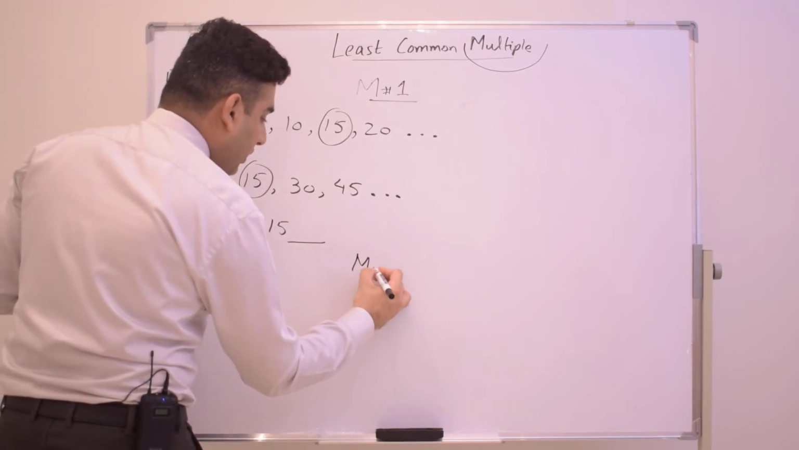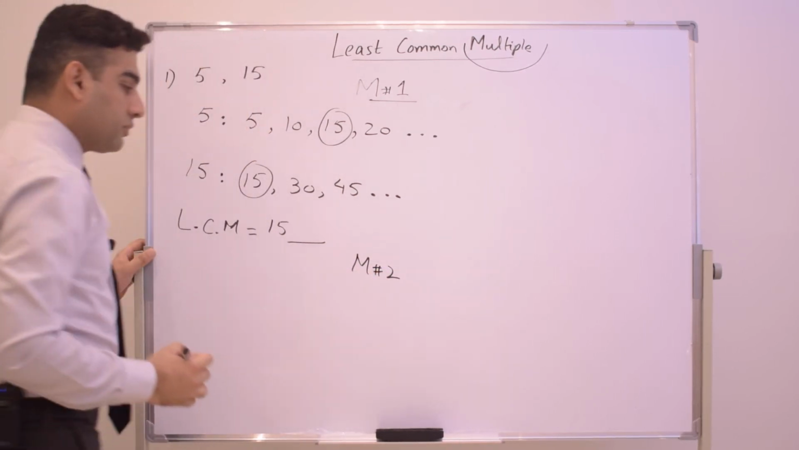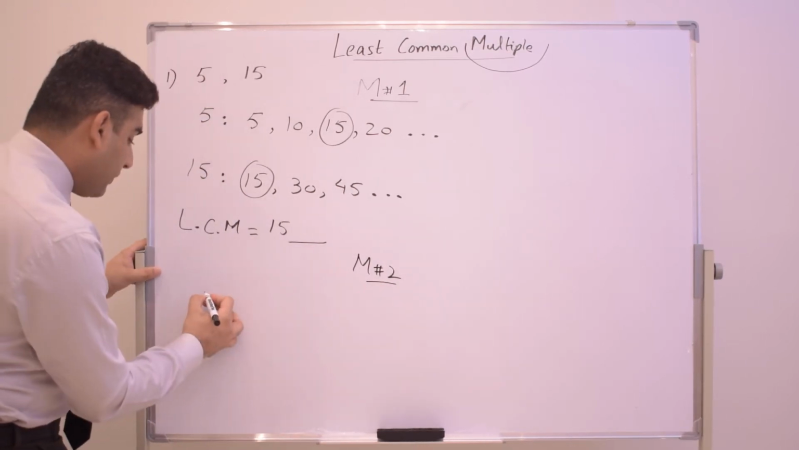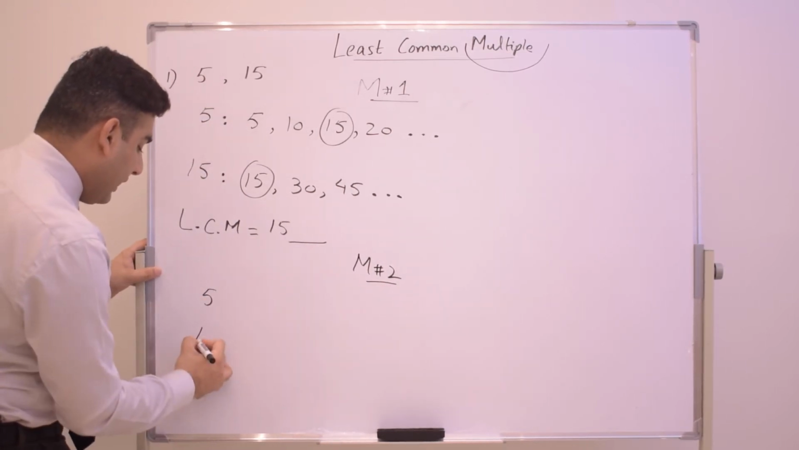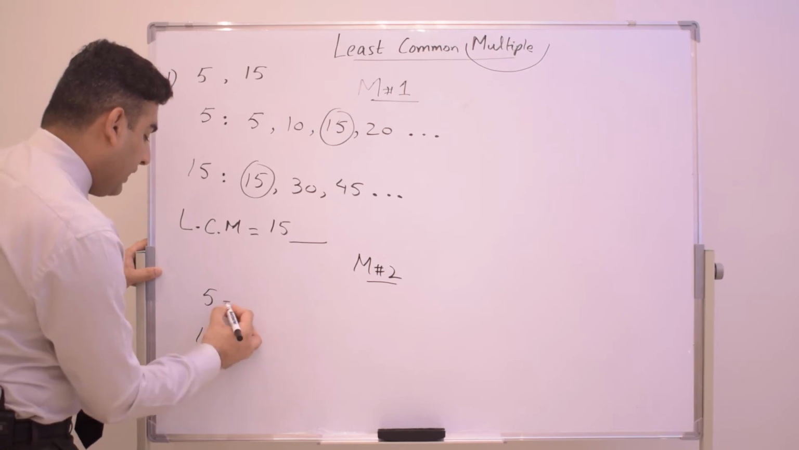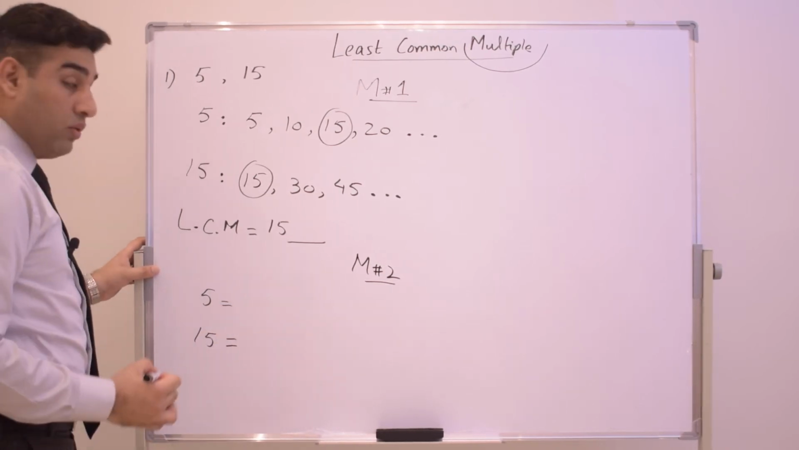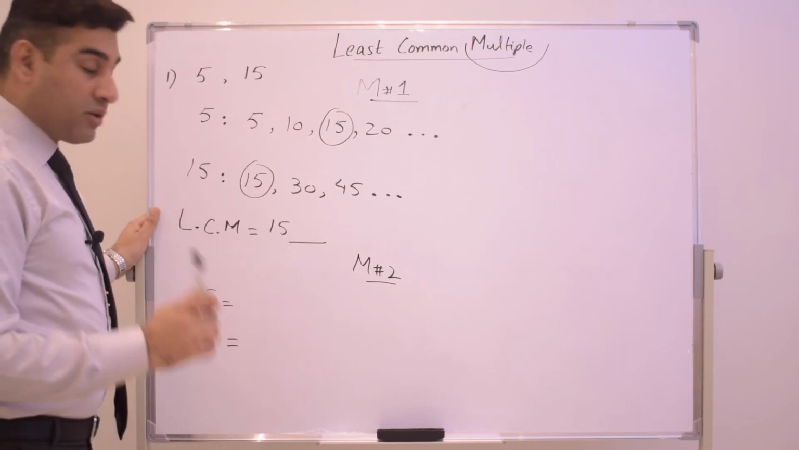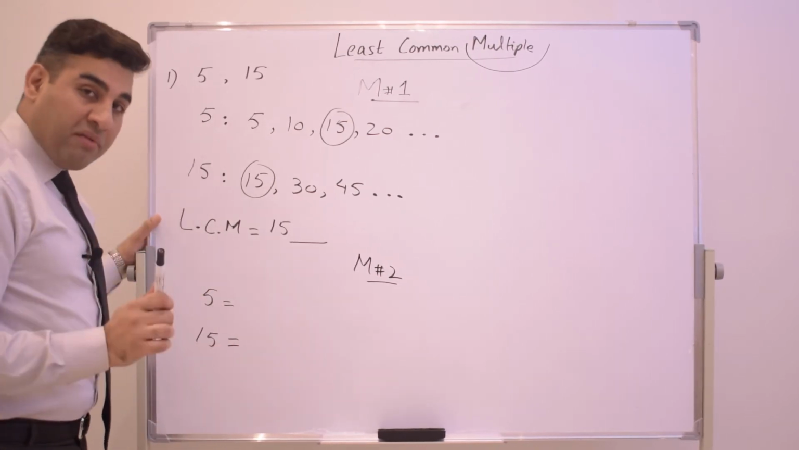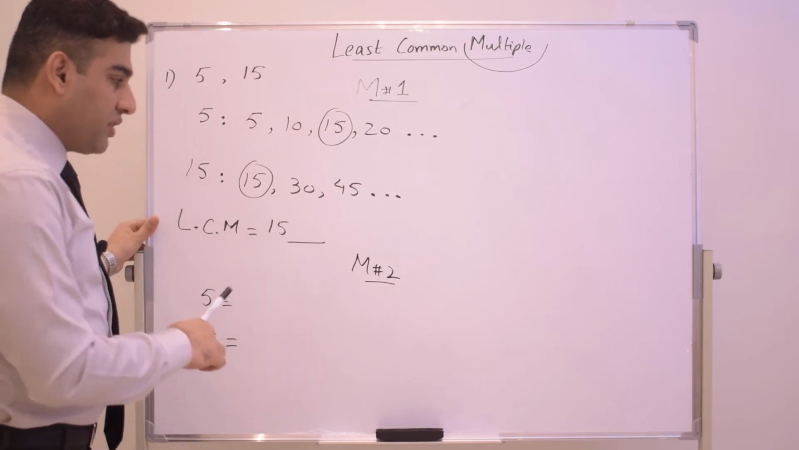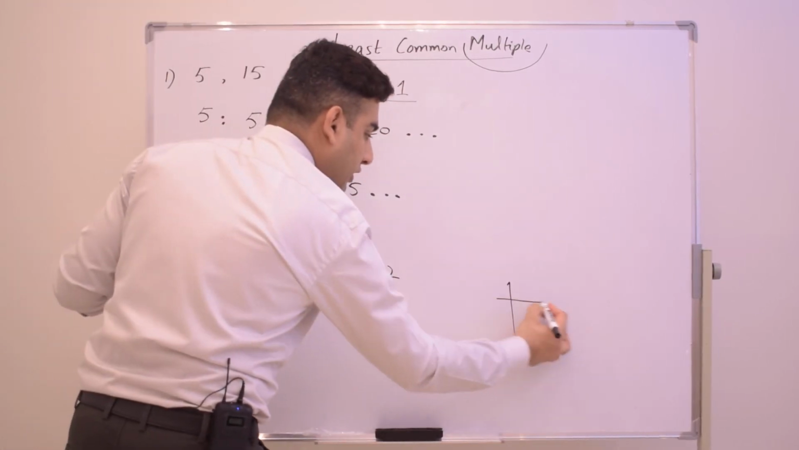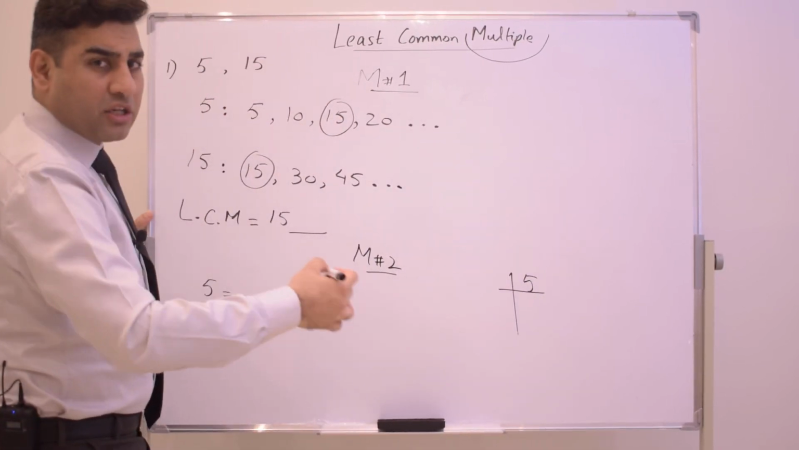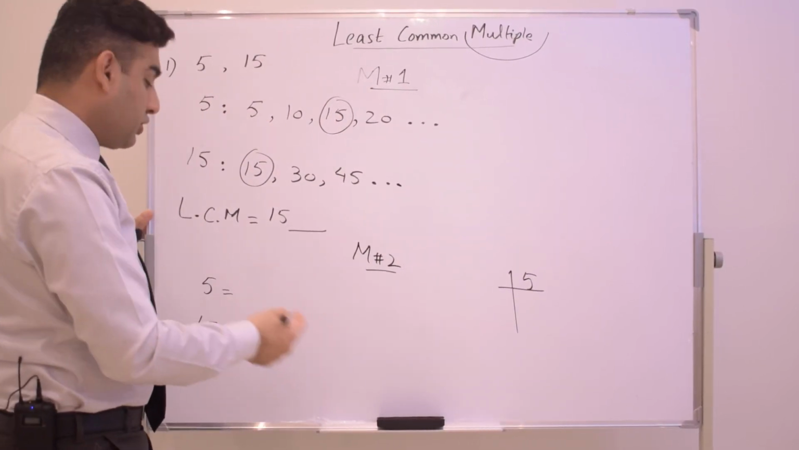So method number 2. For method number 2, you have to write here 5 and 15, and here you will use an equal sign. What I'm going to do is find the prime factors of 5 and the prime factors of 15. For that purpose, I'm going to use the cross lines. This is the normal way I use to find the prime factors of each number.